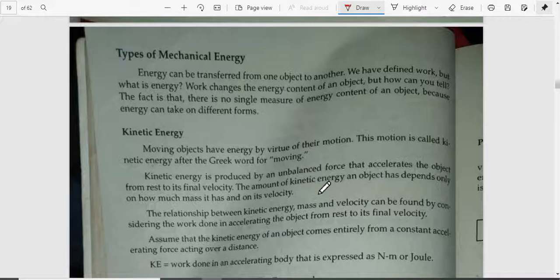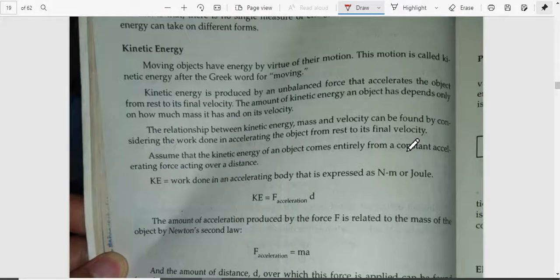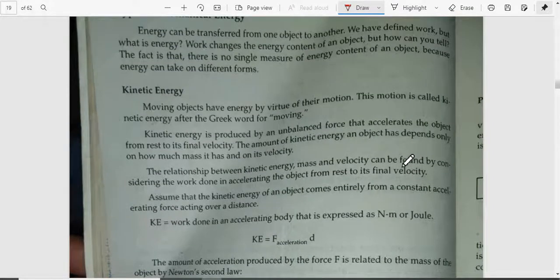Next is the types of mechanical energy. Energy can be transferred from one object to another. We have defined work, but what is energy? Work can change the energy content of an object, but how can we tell, since there is no single form of energy content of an object? Because energy can take different forms. You have different types of energy. First is kinetic energy. Kinetic energy, or energy in moving objects, is energy possessed by virtue of their motion.